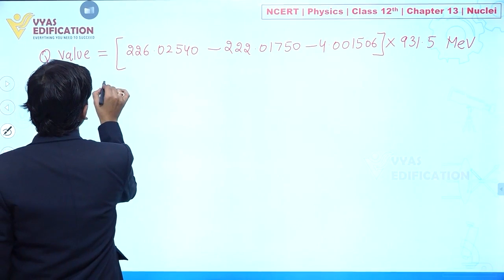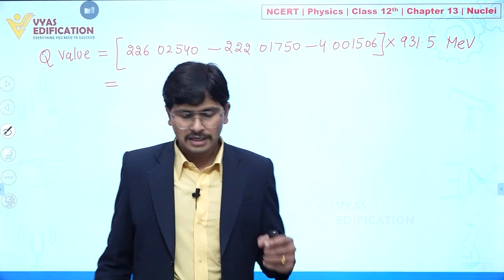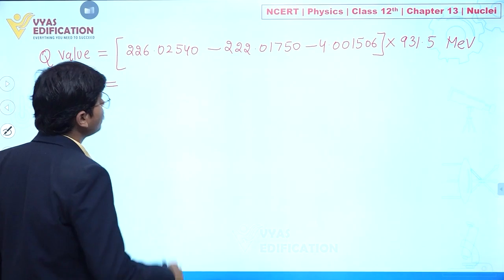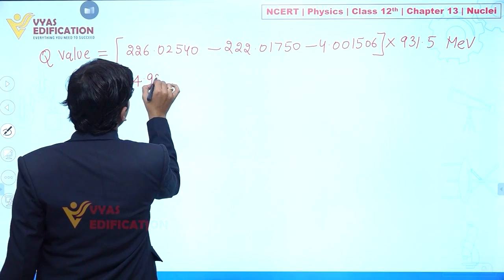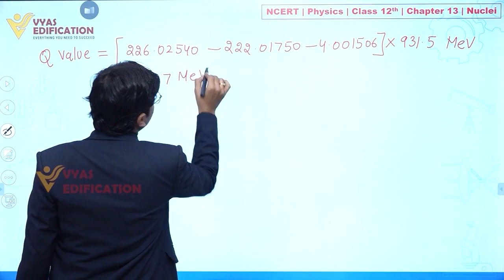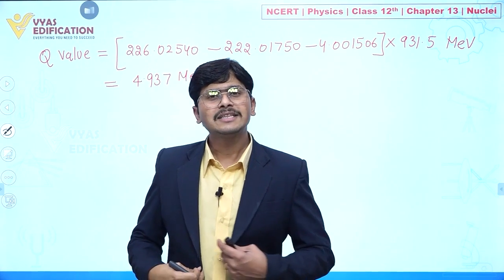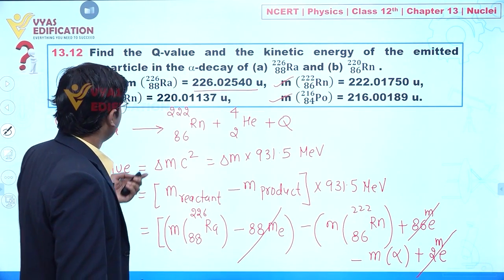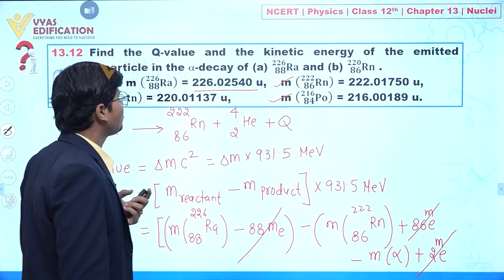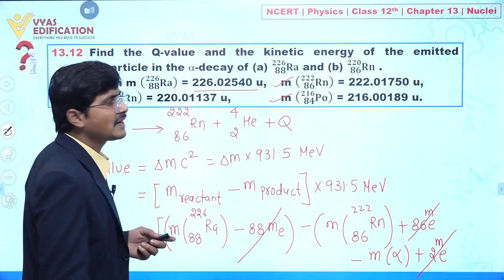So from that, if you calculate, definitely you will get the Q value, and this Q value is 4.937 million electron volt. Clear everyone? So like this you can calculate the Q value first. Clear? Second, now our objective is to find the kinetic energy of the emitted alpha particle.